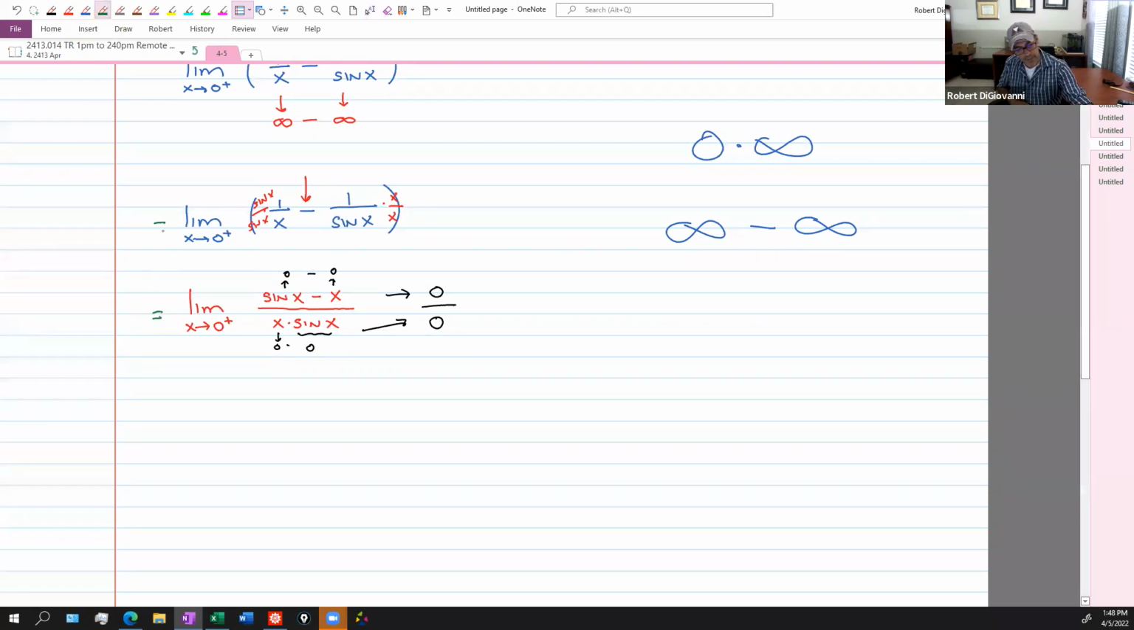So this is equal to, by L'Hopital's rule, the limit as x goes to 0 from the right. Okay, derivative of the top and bottom separately, right? Derivative of the top is cosine x minus 1. Derivative of the bottom is a product rule. Right? That's x times sine x. So you have to do a product rule. 1 times sine x plus the derivative of sine x is cosine x times the first function. So there's my product rule on the bottom.